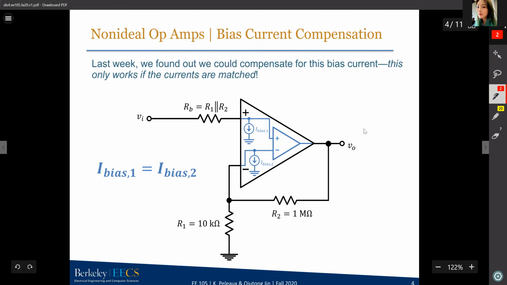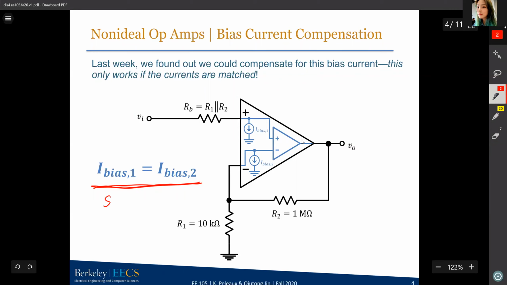However, for the input bias, I think Professor mentioned all of them are just this case. So in last week's lecture, all our bias currents will have the equal value. So your I bias 1 always equals I bias 2. However, there will be offset current. So let me define what the offset current is.